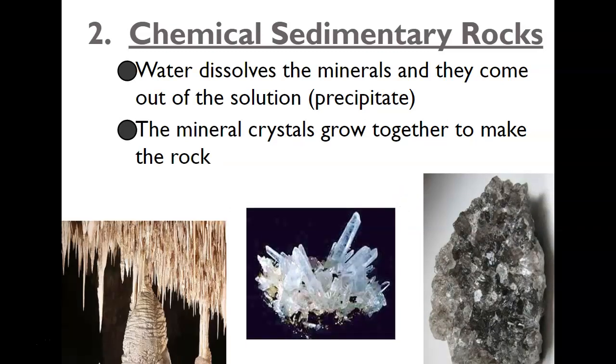The next one we're going to talk about is chemical sedimentary rock. It's when water dissolves minerals and they come out of a solution, which is called precipitate. The minerals crystallize and grow together to make the rock. So chemical sedimentary rocks will look like crystals. And these are some pictures of those crystals.